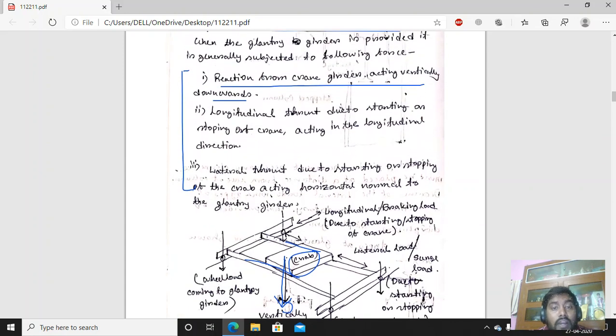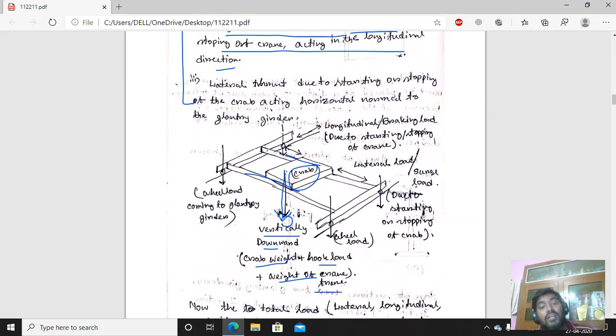Second force is the longitudinal thrust due to the starting or stopping of the crane acting in the longitudinal direction. That means, what is the crane? These are the crane girders. These will also move like that in that direction. The starting or stopping of these crane girders causes this movement, and due to that a longitudinal force is coming. This is called the longitudinal force or the thrust force.